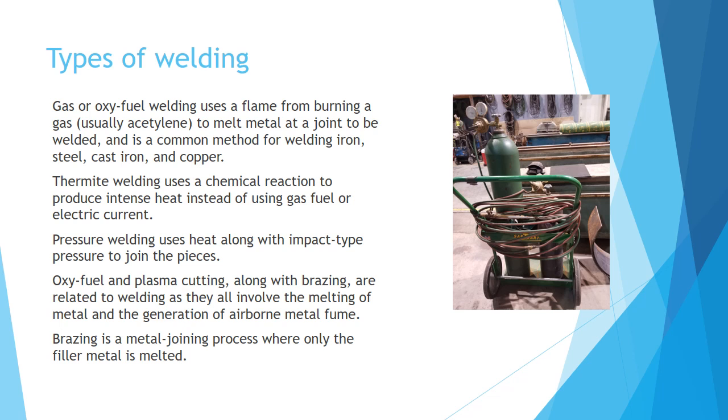Gas or oxy-fuel welding uses a flame from burning a gas, usually acetylene, to melt metal at a joint to be welded. It is a common method for welding iron, steel, cast iron, and copper. Thermite welding uses a chemical reaction to produce intense heat instead of using gas fuel or electric current. Pressure welding uses heat along with impact-type pressure to join the pieces.